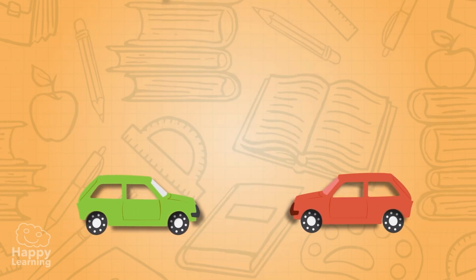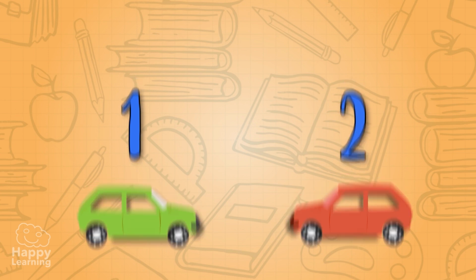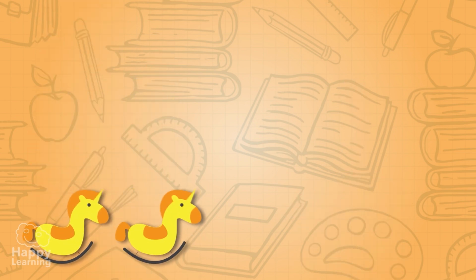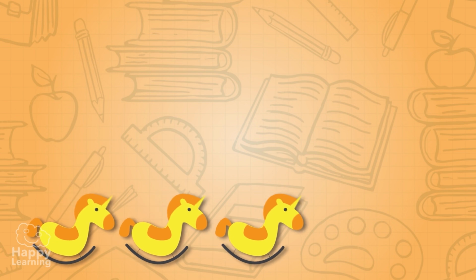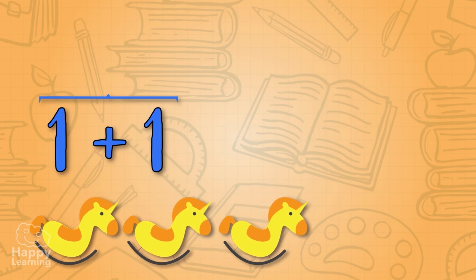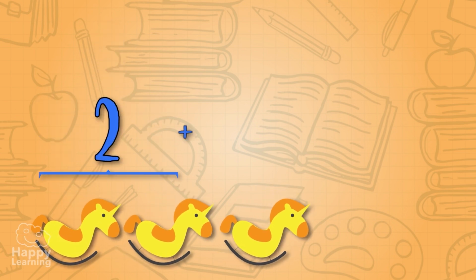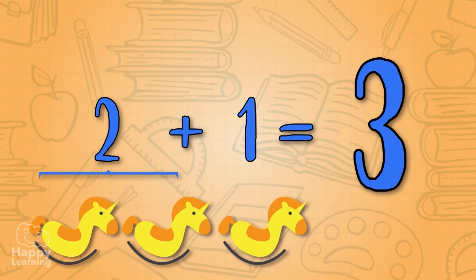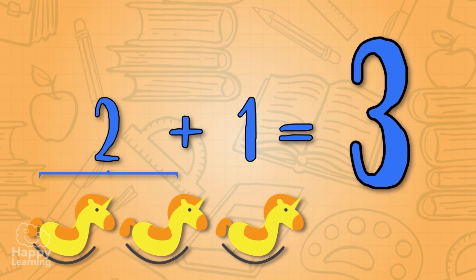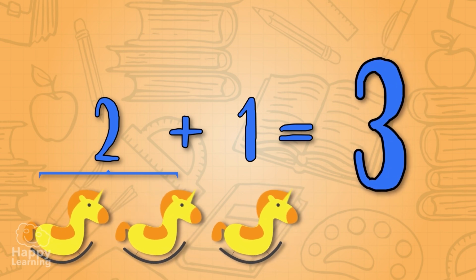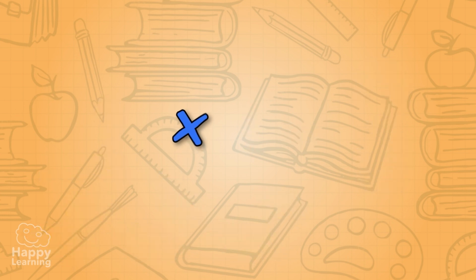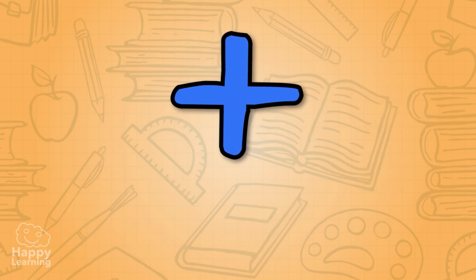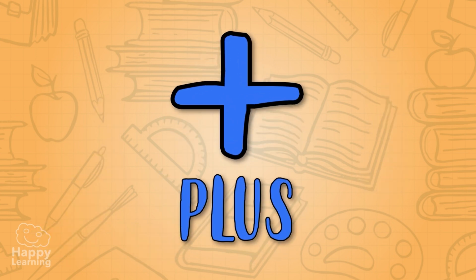Adding is joining things and counting them. It's that simple. For example, let's add how many toys we have. 1 plus 1, 2. Plus 1, 3. We have 3 toys. Easy peasy, huh? As you can see, we use this sign when we are adding, and it's called plus.